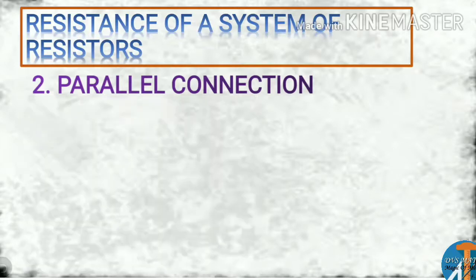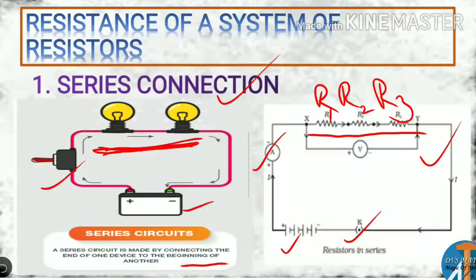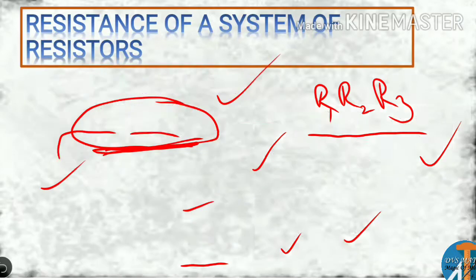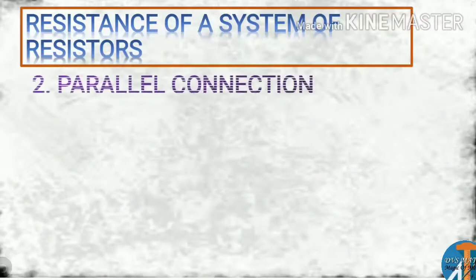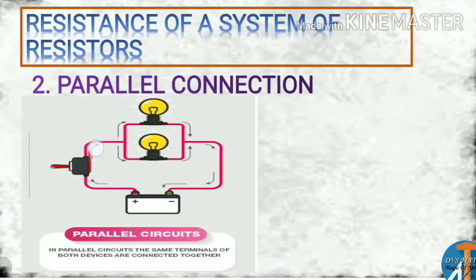If you observe here, in series the current has to flow to the first resistance and then to the second, but that is not the case in parallel. See here, the current will flow through both the resistances, or both the bulbs, together. In a parallel circuit, the same terminals of both devices are connected together. In series they're one after the other, but here together. So current flows together to both the bulbs or both the resistances.